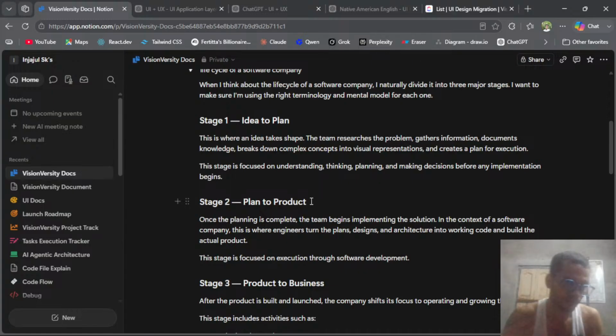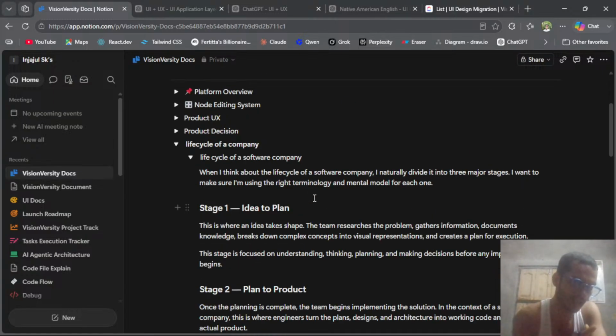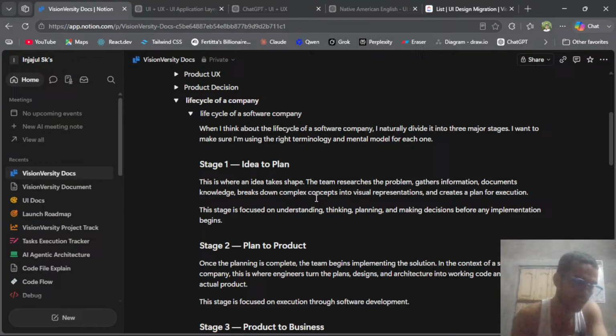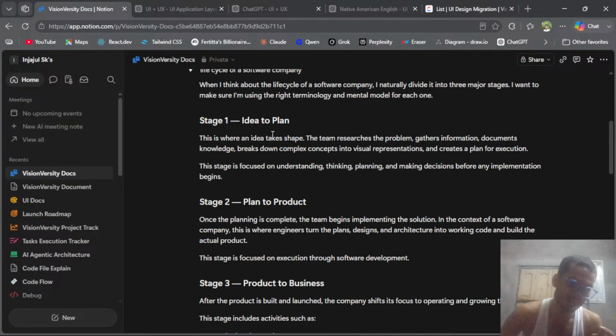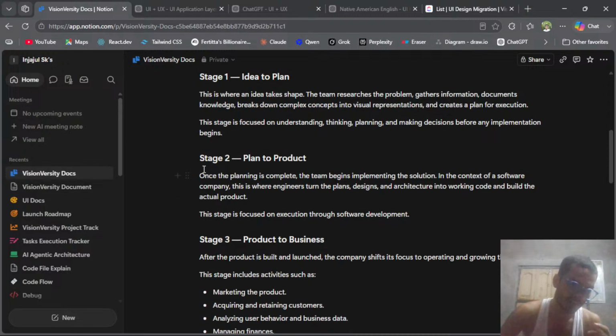So if you want to capture the life cycle of a software company, this is a three-phase model. And trust me, stage one and stage two have already been taken care of by American companies, for example Claude Code, Codex, Cursor. These are focusing on automating these stages. That's why a non-technical guy can also create software, right?